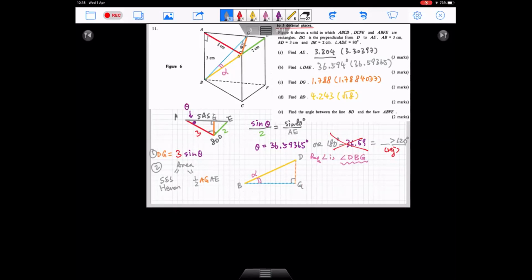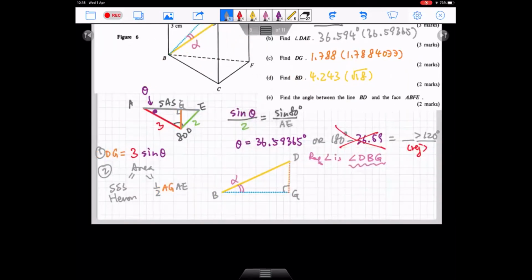And the answer to this one, I'll leave the calculation to you. You can do the calculation on your own for this angle DBG. My answer is 24.931 degrees.